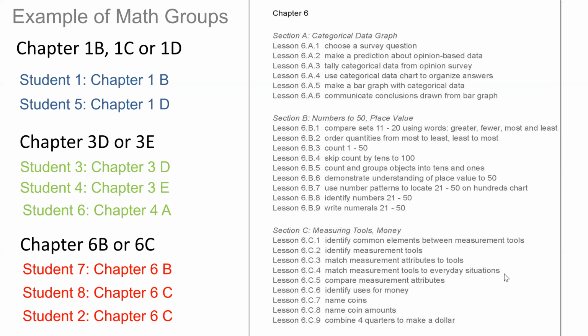So there's also ordering quantities from most to least, and that's what measurement tools do. They order quantities from most to least. So that brings those skills together. Also, the amounts of money and the coin amounts are within this realm. A quarter is within the amounts of 21 to 50. So having a review of the numbers in section B would be a good idea for the students who I wanted to start in section C.